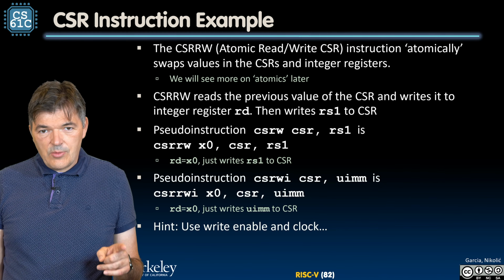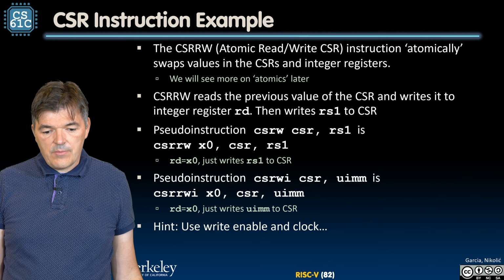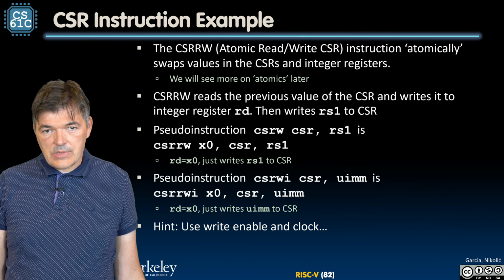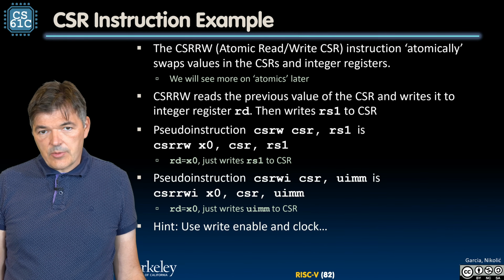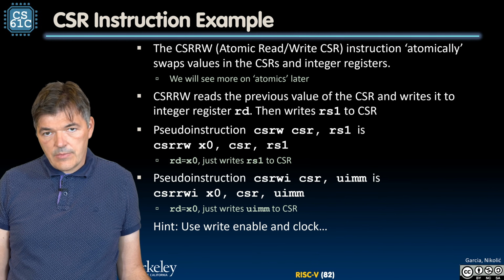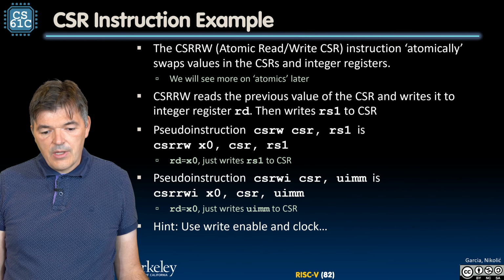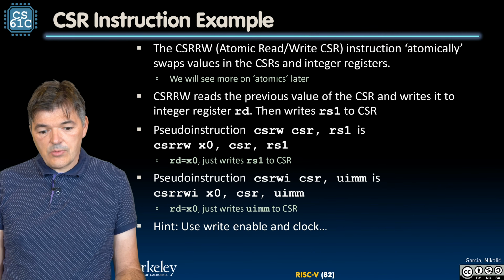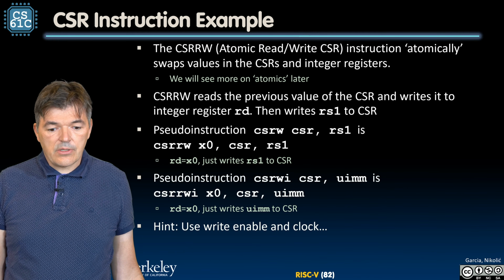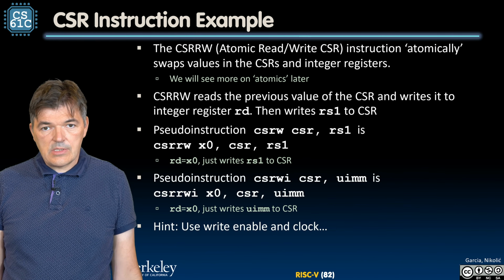This is a bit trickier to implement. What we will do in our project is implement a pseudo instruction, CSR write, which only writes the control and status register. Its format is CSRW, CSR, RS1, and it's essentially short for CSRRW where the destination register is X0. It just writes the value from RS1 to the CSR. Conversely, the pseudo instruction CSRWI writes the immediate value, U immediate, to the CSR.